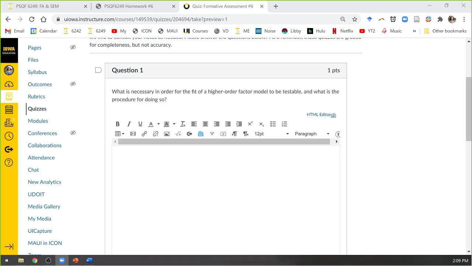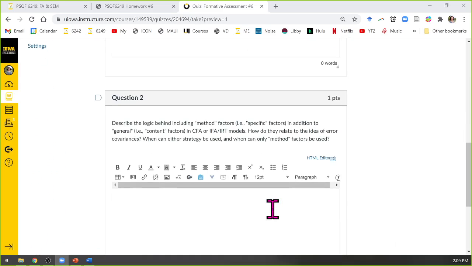Good. Questions on any of that? All right. Number 2, method factors or specific factors or bifactors, whatever you want to call it. What is the purpose of sticking these things in a model in addition to the general factor for what you thought you were measuring? What are method factors, specific factors, bifactors, etc.? What are they for? Taking what would have been residual or error covariance and putting them into the model as factors instead? Yes, exactly.